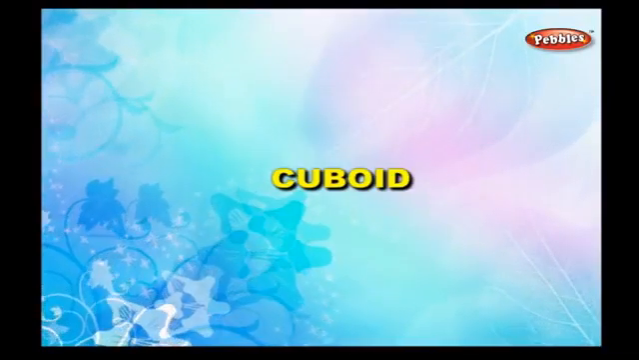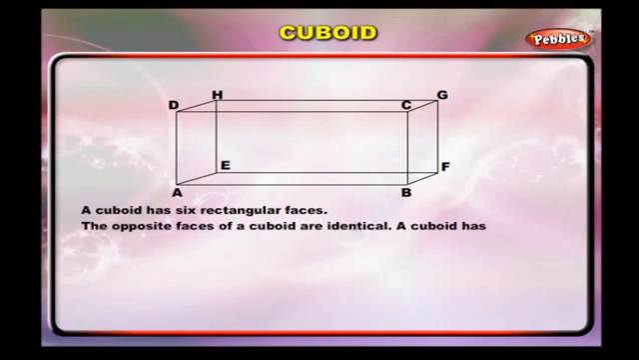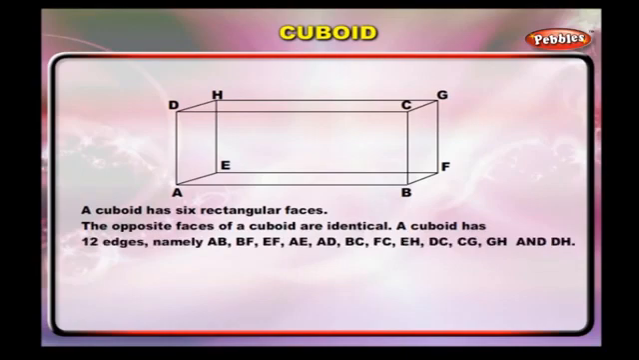Cuboid. A cuboid has 6 rectangular faces. The opposite faces of a cuboid are identical. A cuboid has 12 edges, namely AB, BF, EF, AE, AD, BC, FC, EH, DC, CG, GH, and DH.